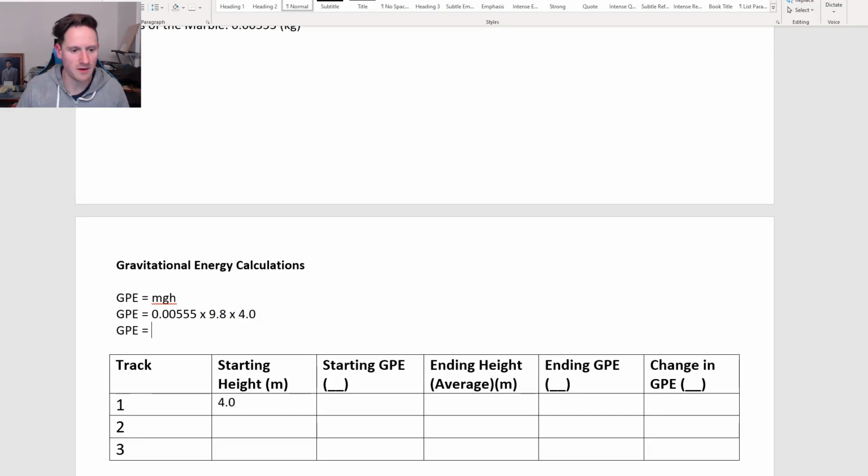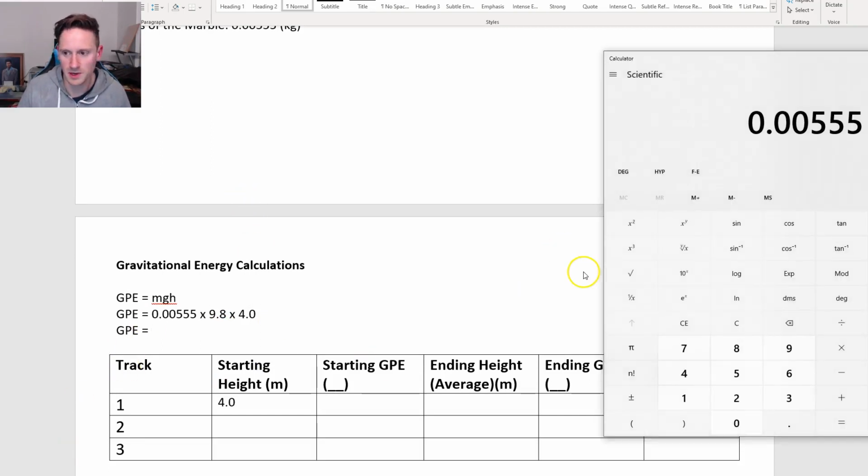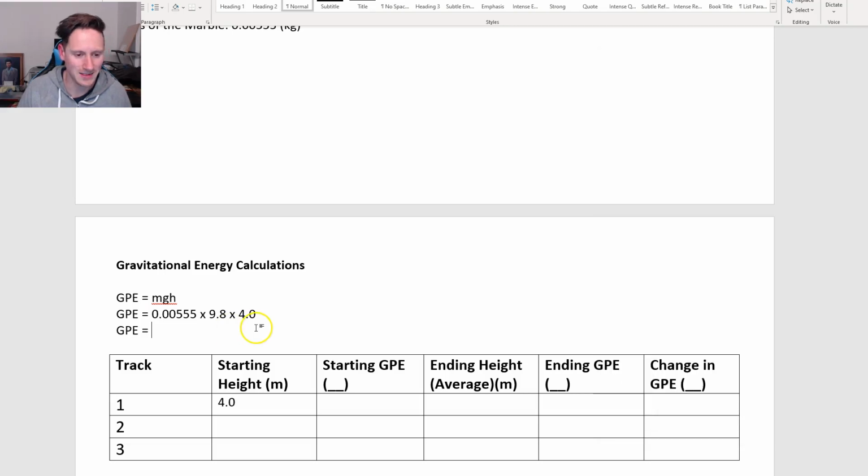So what is the gravitational potential energy of this marble? That's based on height, so the potential for this to turn into another form of energy. So I get 0.21756. I'm going to round that off to 0.218. And my answer is in joules, because energy is in joules. So I'll make sure I put that unit in there, and I'll say 0.218.